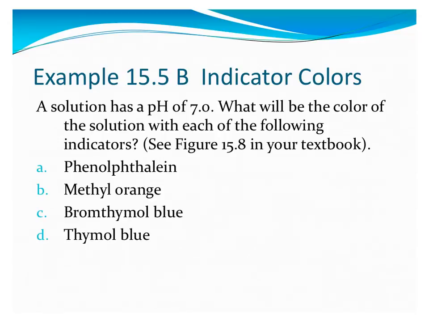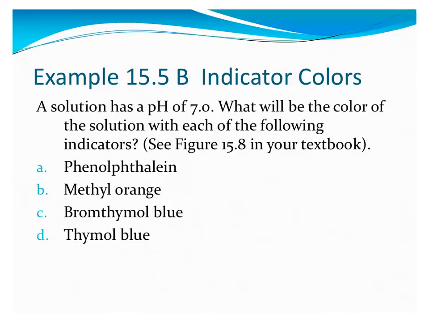Now we can use that chart for other purposes too, to see when picking indicators what color they will be under certain conditions to see if we can predict them. A solution has a pH of 7. What will the color of the solutions be at a pH of 7? The following indicators: we've got phenolphthalein, methyl orange, brome thymol blue, and thymol blue.